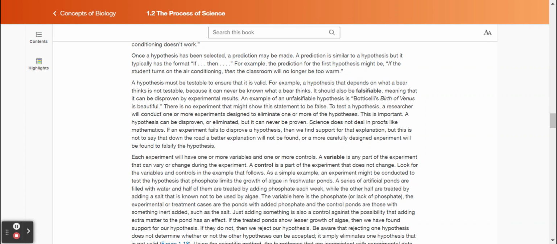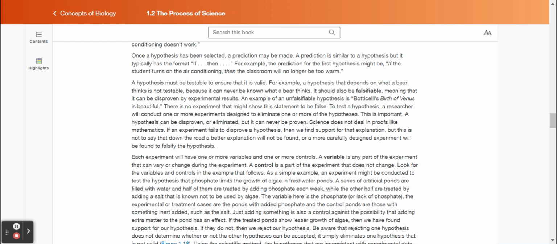There is no experiment that might show this statement to be false. To test a hypothesis, a researcher will conduct one or more experiments designed to eliminate one or more of the hypotheses. This is important. A hypothesis can be disproven or eliminated, but it can never be proven. Science does not deal in proofs like mathematics. If an experiment fails to disprove a hypothesis, then we find support for that explanation.